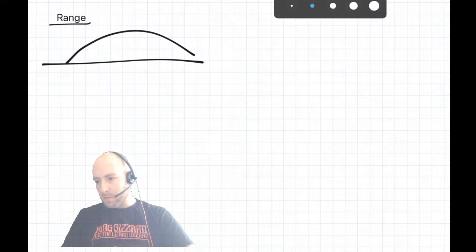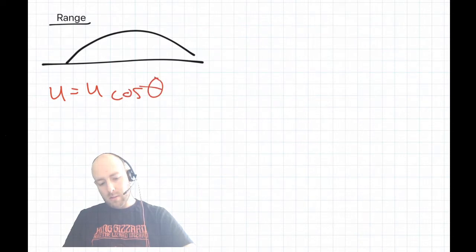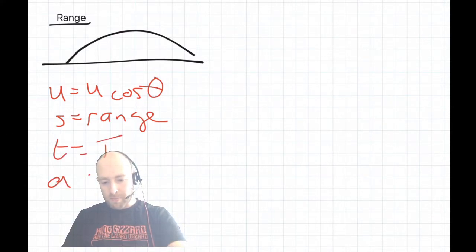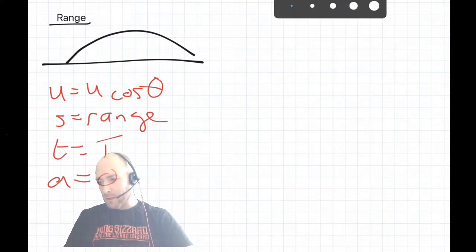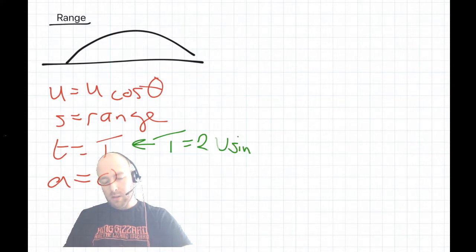So we had bits we write down. u equals u cos theta, s equals range, t equals t, a is 0. And as I was trying to write, t is 2u sine theta over g.